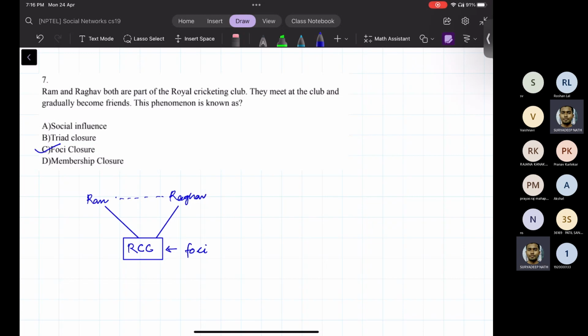If it was a membership closure, then it would have happened like this. So you have Ram, you have Raghav, and you have RCC. Let's say Ram goes to RCC and Ram is friends with Raghav, and then Raghav starts going to RCC as well. So this is membership closure. Raghav became a member of RCC because of Ram being connected to RCC.